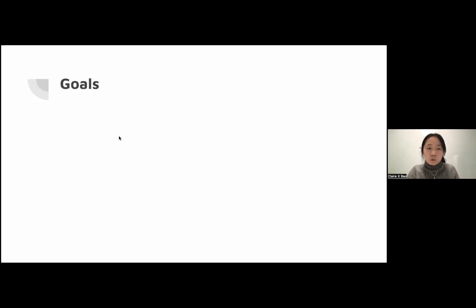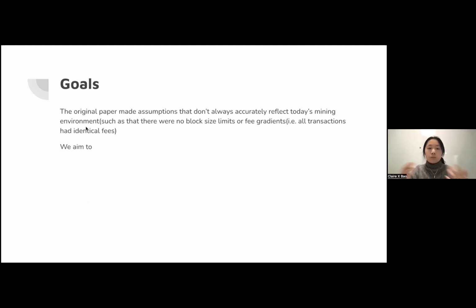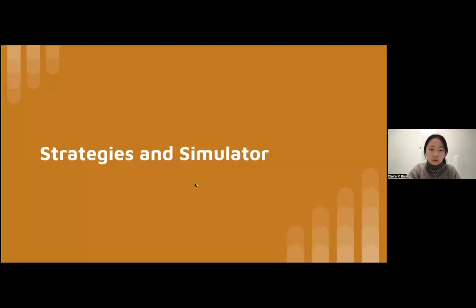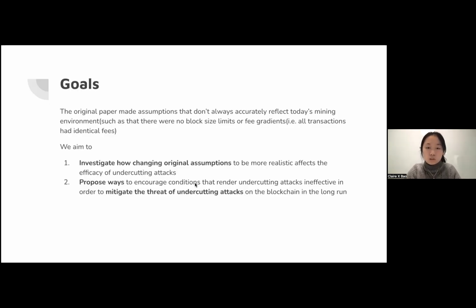So what exactly is the goal of my research? Well, the original paper made many assumptions that don't exactly accurately reflect today's mining environment or what we hypothesize the mining environment to be in the future. And so what we aim to do is to investigate how changing these original assumptions to be more realistic would affect the efficacy of these undercutting attacks, and to propose ways to encourage the conditions that render undercutting attacks ineffective, in the hopes of neutralizing this threat in the long run.